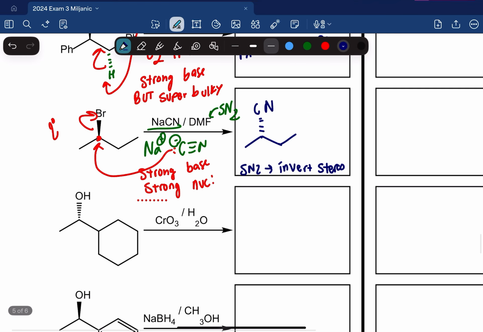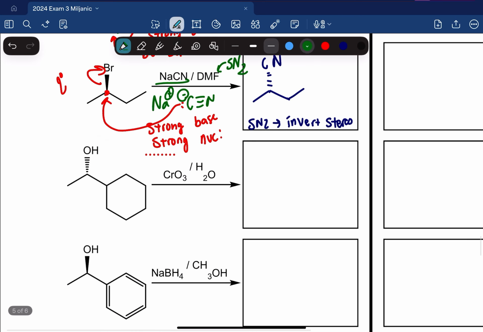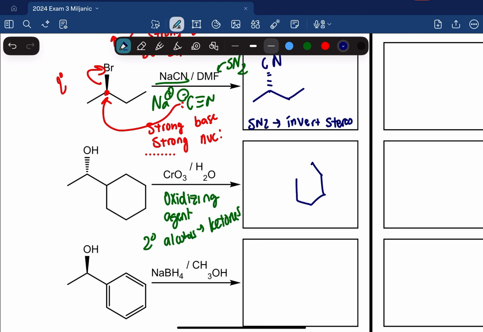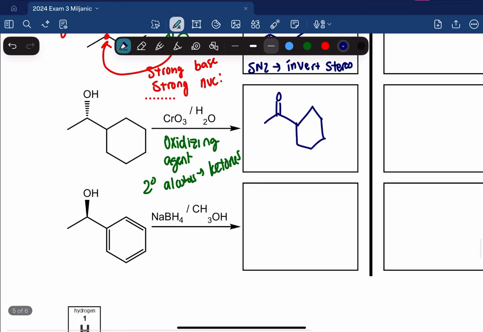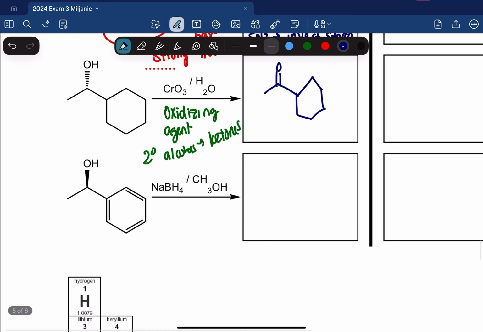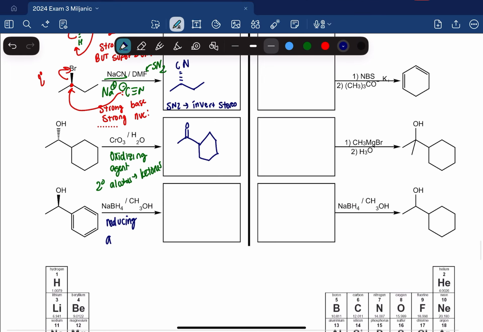Okay, cool. Now this third one here, you see CrO3. So this is an oxidizing agent. This turns secondary alcohols into ketones. So all that's going to do is make the alcohol into a ketone. What that looks like is this. There you go. Okay. Now NaBH4, this is a reducing agent.